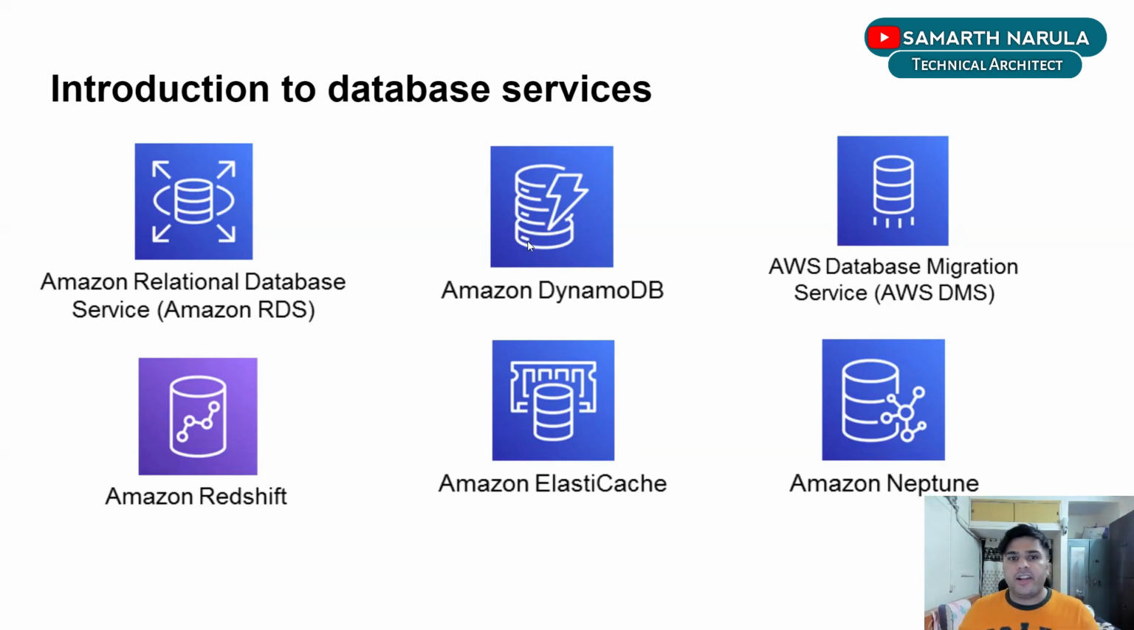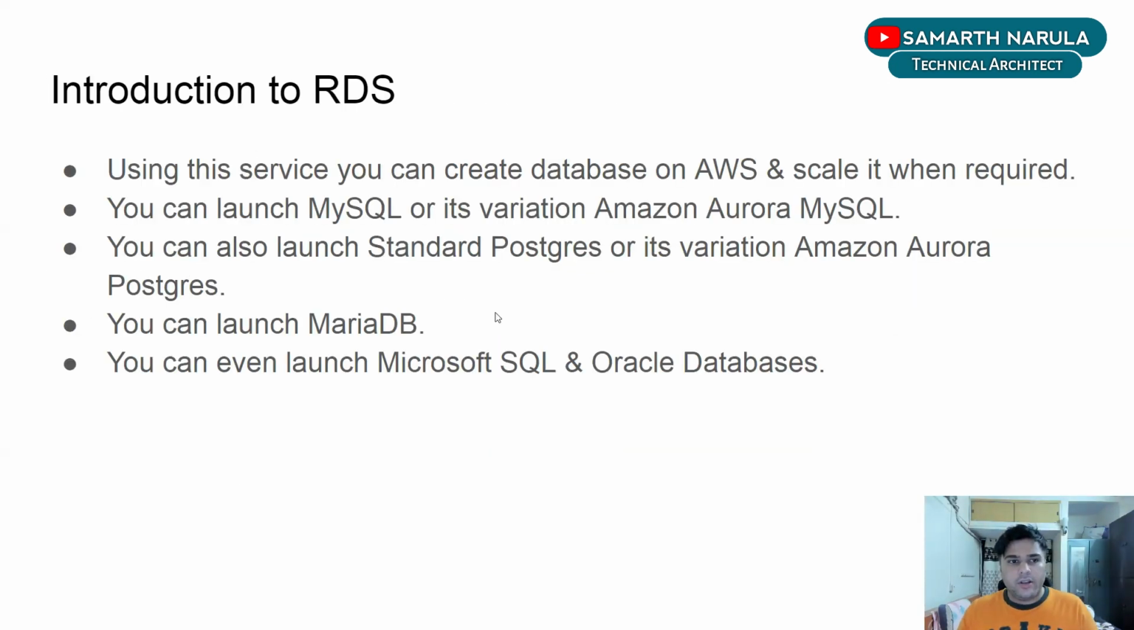We'll start with Amazon Relational Database Service, Amazon RDS. What is AWS RDS? So, introduction to RDS. By using AWS RDS, you can create a database on AWS and you can scale it when required. So using AWS RDS, you can launch a MySQL server, you can launch a Postgres database, and for MySQL, AWS has a variation called Amazon Aurora MySQL. You can launch standard Postgres or its variation Amazon Aurora Postgres. You can also launch MariaDB. You can also launch a Microsoft SQL database, Oracle database.